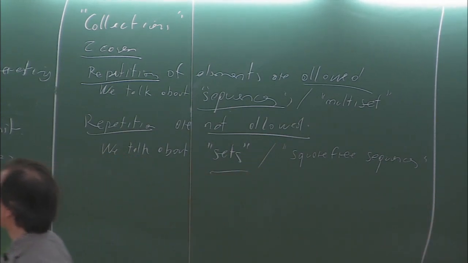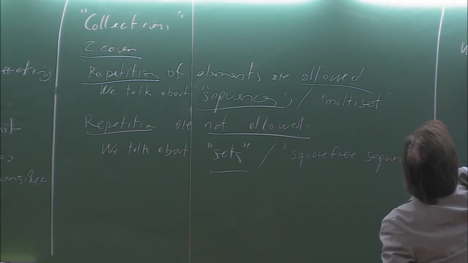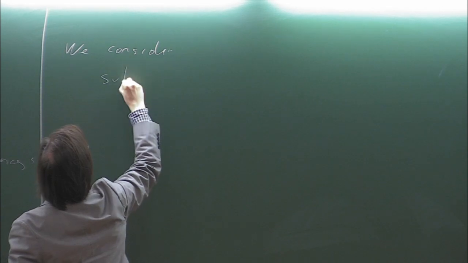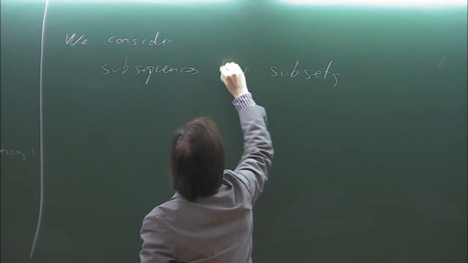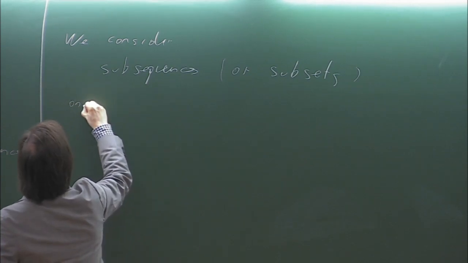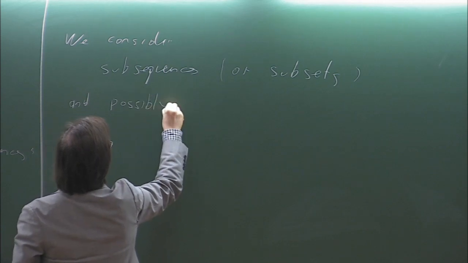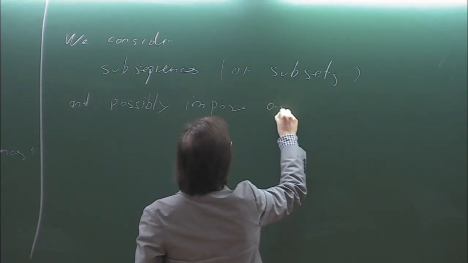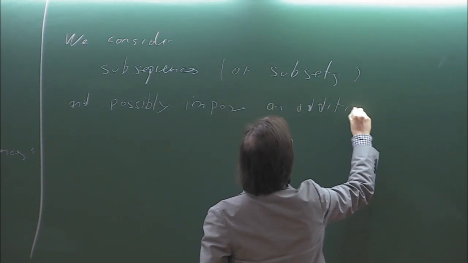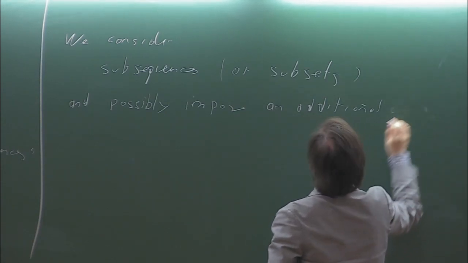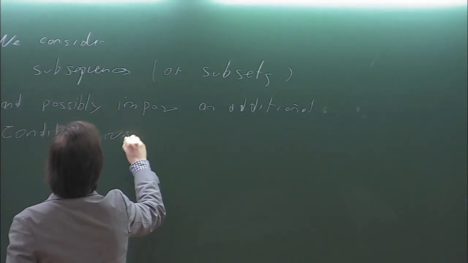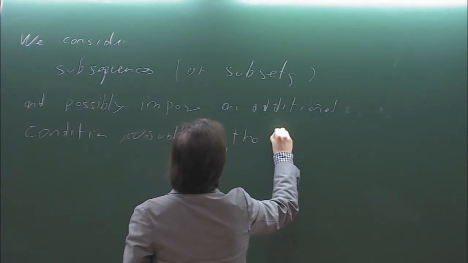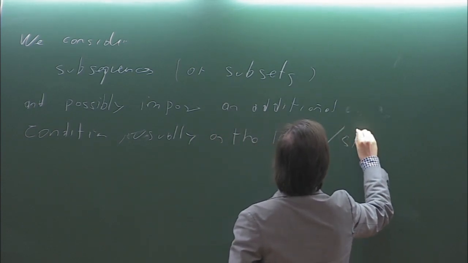And what is it with the subcollections? Here, certain subcollections. So we consider subsequences or subsets, depending on what we choose first, and possibly impose an additional condition, usually on the length or the size, the cardinality.